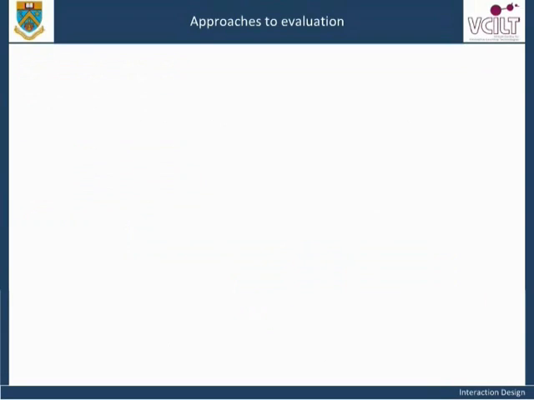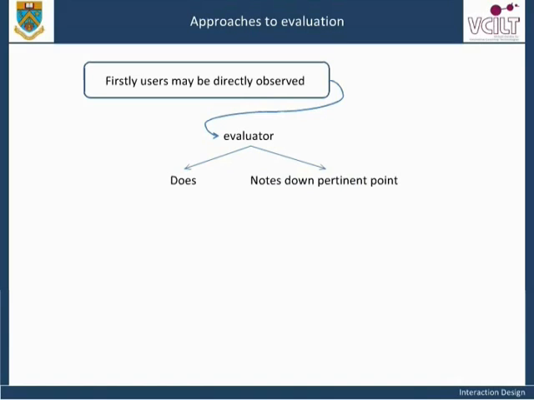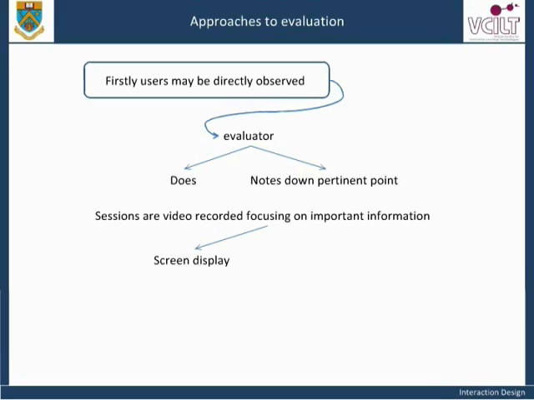A simple questionnaire, see later discussions, can be used at the start of the evaluation to check that subjects are appropriate. Firstly, users may be directly observed. The evaluator watches what their user does and notes down pertinent points. Clearly, the evaluators may miss important information as their user carries out their task. To address this problem, sessions are usually video recorded, focusing on the important parts of the activity, such as screen display and/or mouse movements. These video recordings can then be reviewed later and interpreted at length.